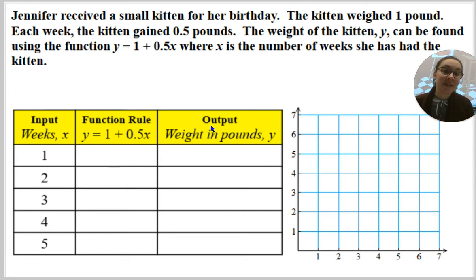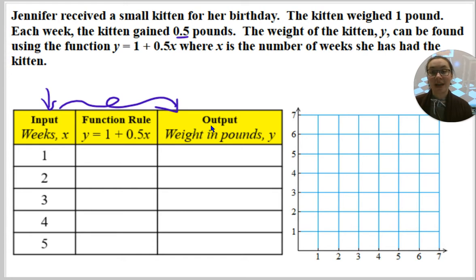Every week, the kitten gained 0.5, or half a pound. The weight of the kitten, or y, can be found using the function 1 + 0.5x, where x is the number of weeks she's had the kitten. So, if we look here at our input-output table, we see that we have our input, which is how many weeks she has had the kitten. We're going to plug that number through this function, 1 + 0.5x, and we're going to get the kitten's weight without having to weigh the kitten, assuming the kitten is gaining a steady 0.5 pounds per week, which for this example we are.